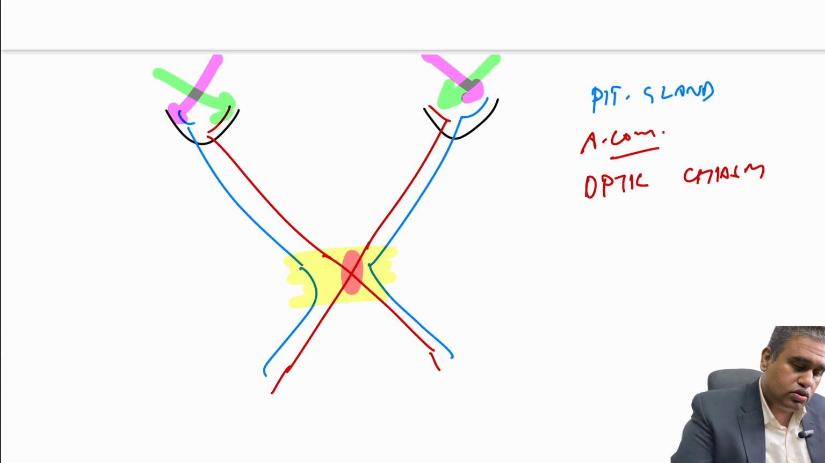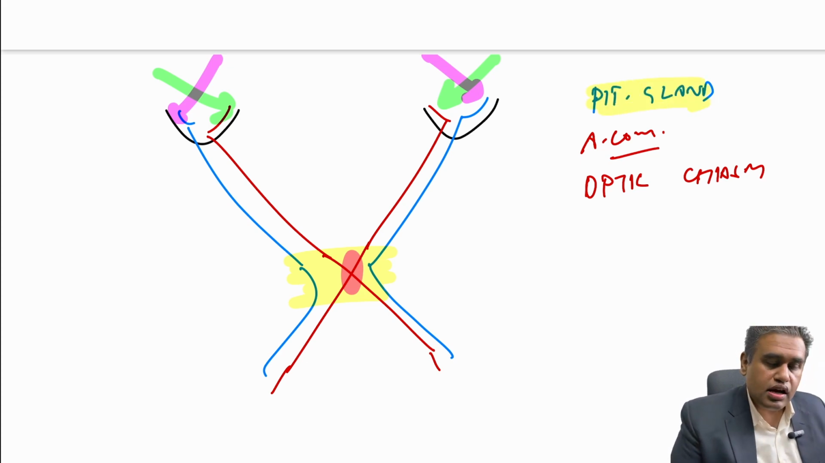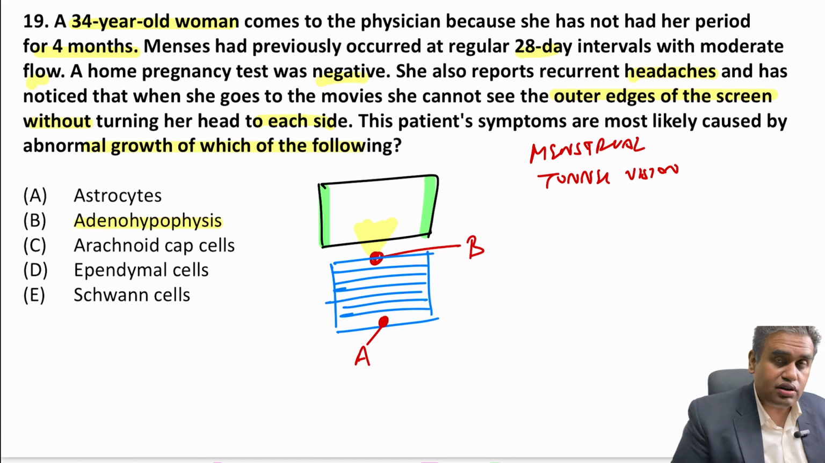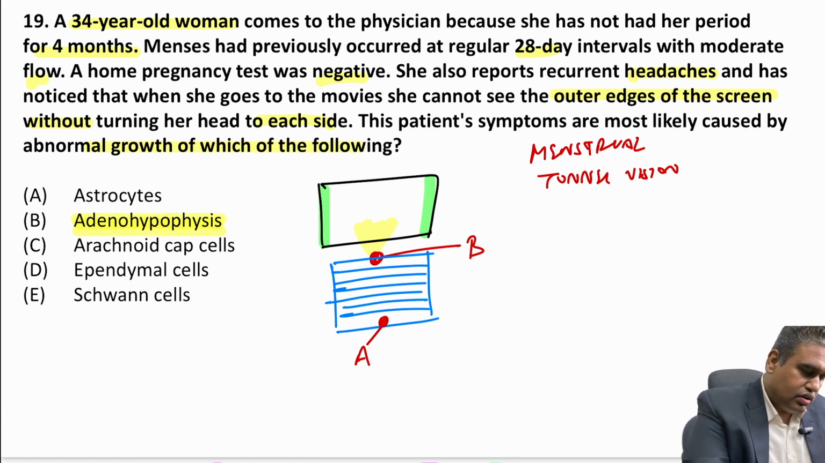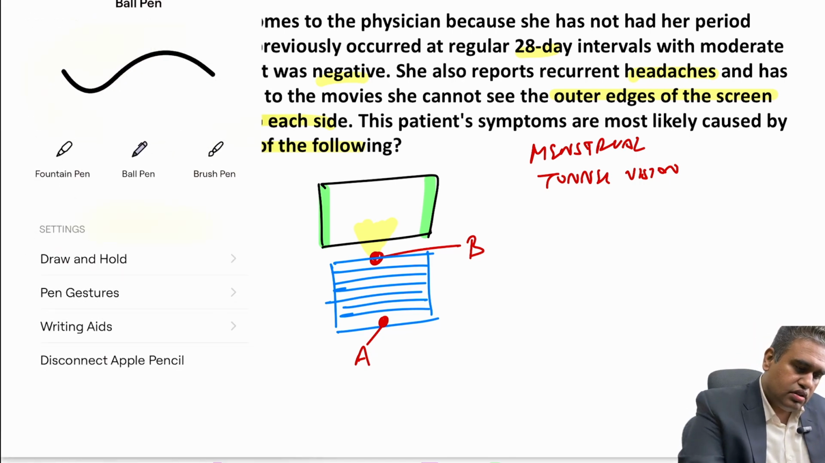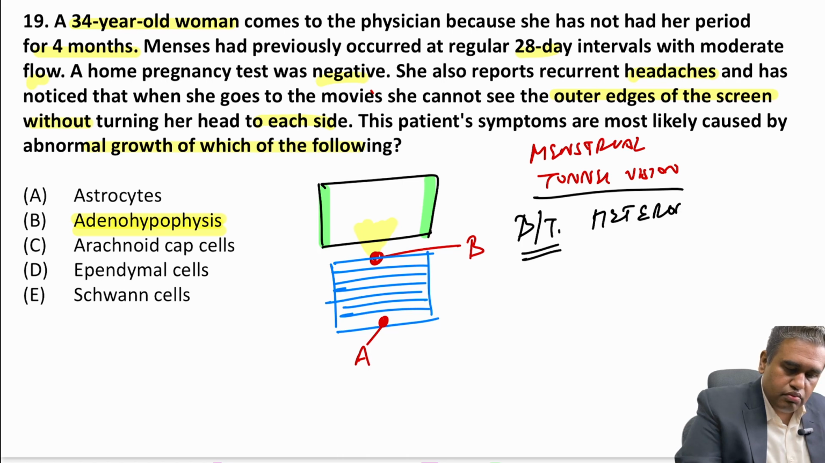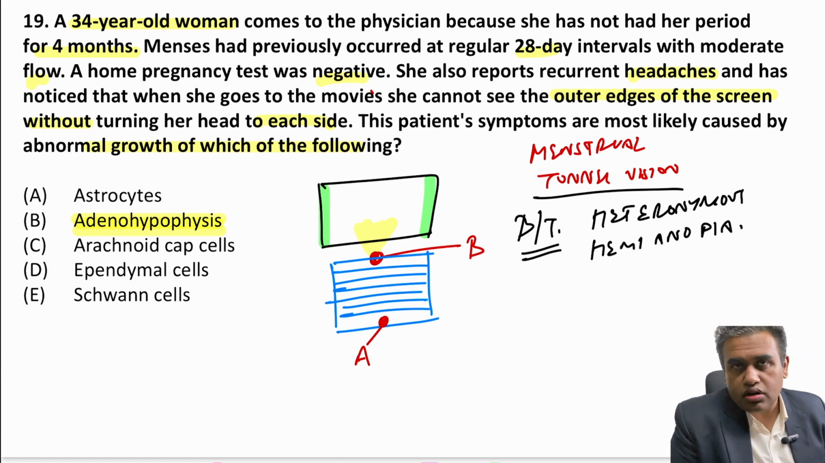This problem is due to the growth of a tumor from the pituitary gland normally, and mainly it is the anterior pituitary, which leads to our answer being the adenohypophysis. This is the anterior pituitary part. So what is this known as? Tunnel vision, or you can also call it bitemporal heteronymous hemianopia. This is what we call it in ophthalmology, or hemianopsia.